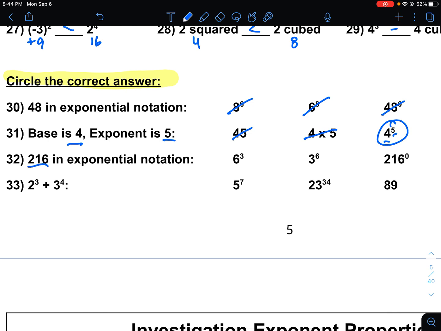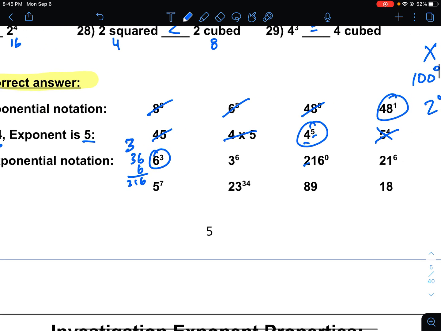216 in exponential notation. 216. Let's see. 6 times 6 is 36. And 36 times 6, does that equal 216? Well, 6 times 6 is 36 again. 6, 12, 18, 19, 20, 21. 216, I think that's our answer. 3 to the 6, I don't think that's it. 216 to the 0 power, again, that's 1.